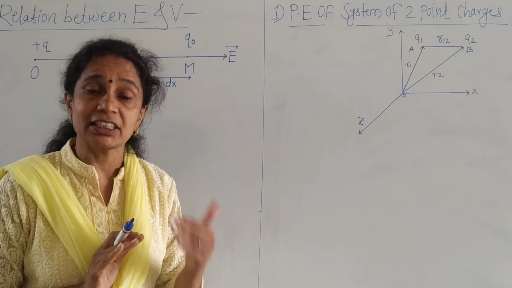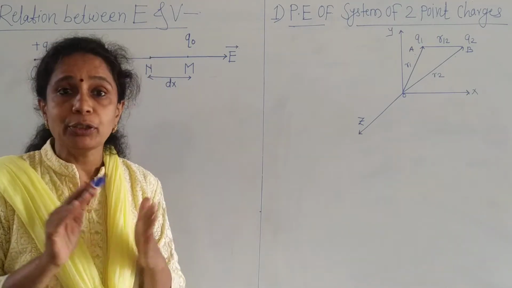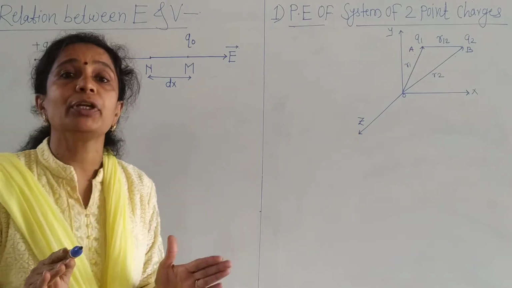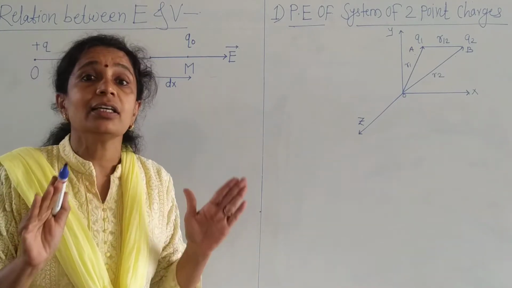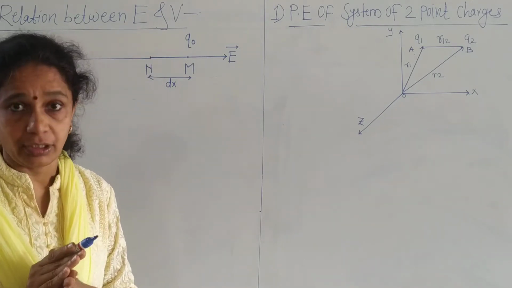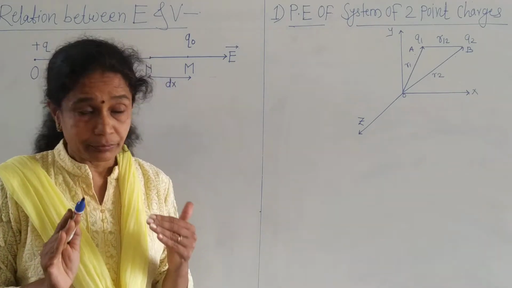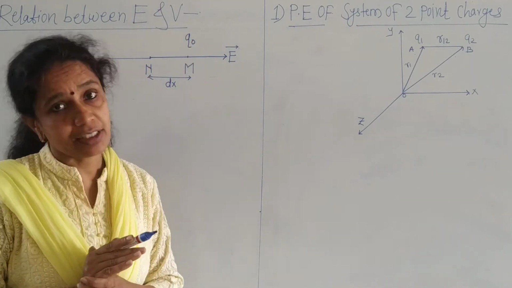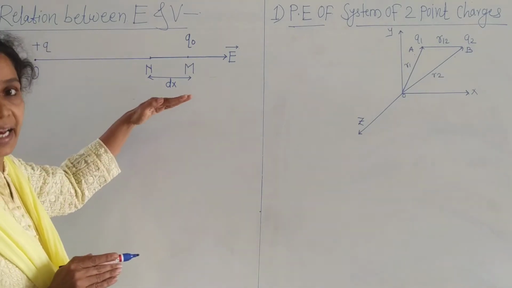Electric potential is defined as the work done to displace a unit positive charge from infinity to that point in an electric field against the electrostatic force. It is denoted by letter V. The SI unit of electric potential is volt. Let us see the relations between E and V.